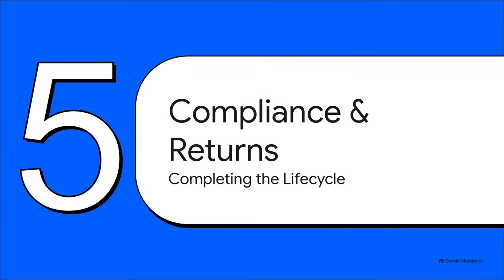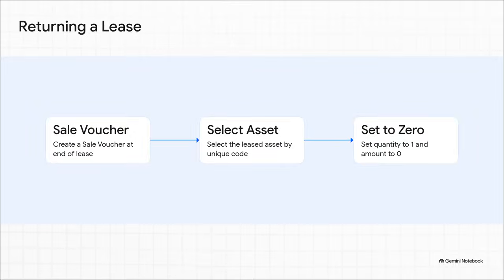And finally, Section 5, Compliance, Returns, and Value. Completing the life cycle and strategic benefits. Let's look at the end of the journey. How do assets safely leave the system, and what is the real overarching business value of mastering this strict lifecycle process? Let's take an ending lease as an example.